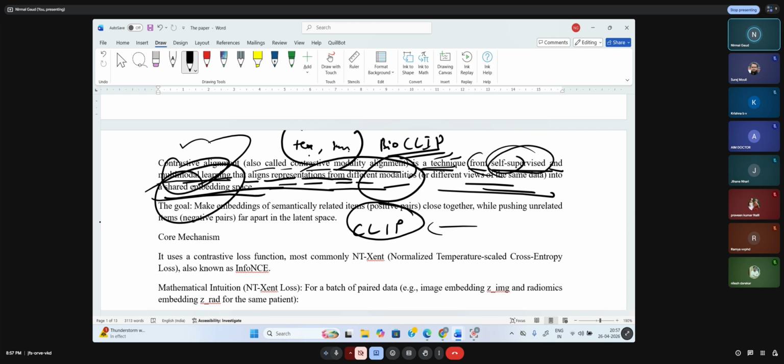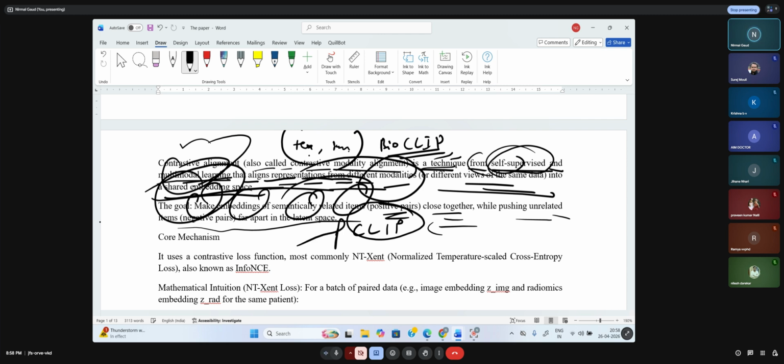That means they are converted into vectors, but present in the same space. Convert text into numbers, convert images into numbers, and put both of them into the embedding space, where we can represent them as vectors. So make embeddings of semantically related items, positive pairs, close together, while pushing unrelated data far apart in the latent space. If there is something new, it will not match with the existing, so it will be pushed into the latent representation, far away from the ones we have learned. This is what happens in contrastive learning.